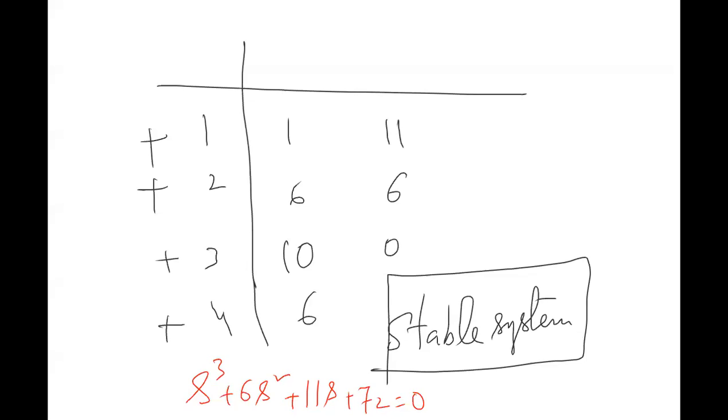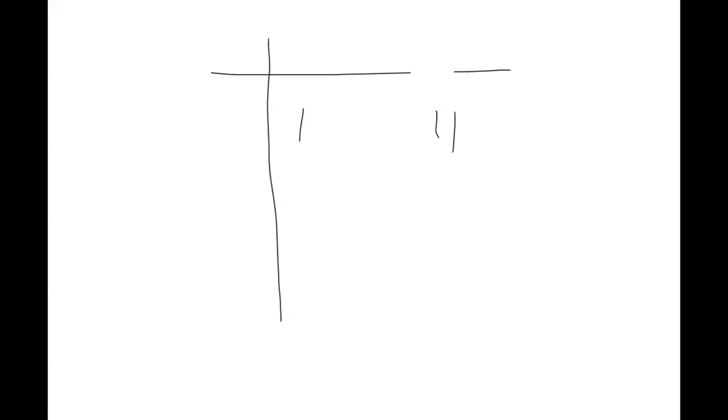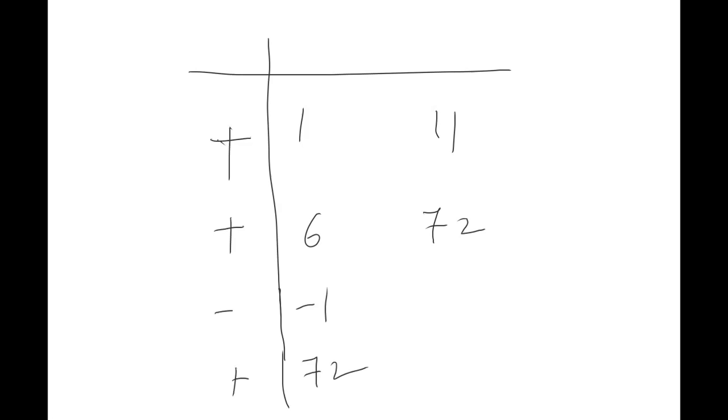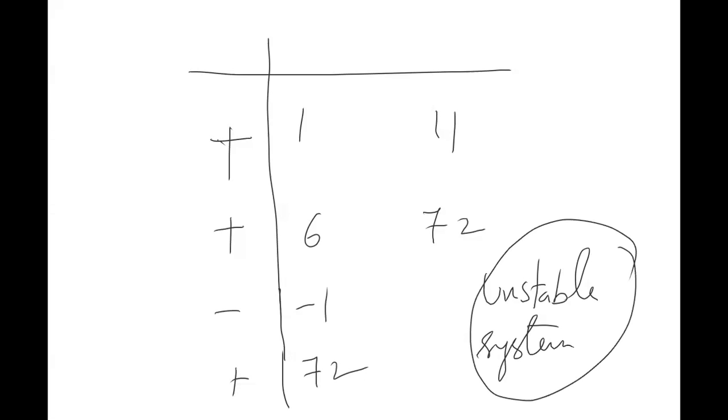So what are the roots? 1, 11, 6, 72. 66 minus 72 is nothing but minus 6. So minus 6 into 72 divided by minus 6 is 72. So plus, plus, minus, plus. So basically minus indicates it is an unstable system. Now just count the number of sign changes. Plus to plus is 0. Plus to minus is 1. Minus to plus is 1.